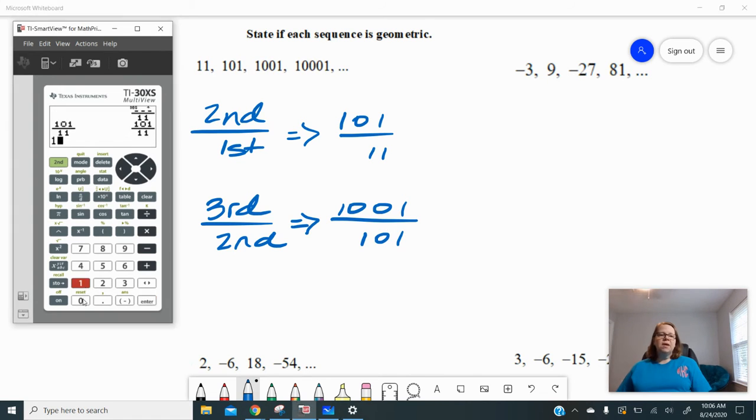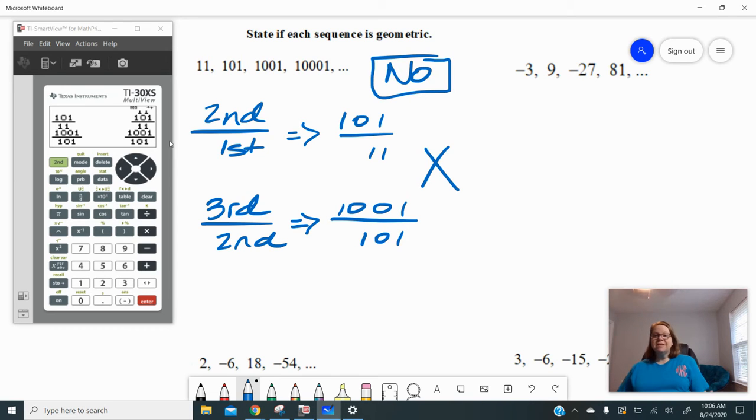And so now we're going to do the same thing we just did. It doesn't matter if we do it as divide or as a fraction. And now you're comparing. Look and see, is that the same thing? Neither one of these reduced, so they're exactly the way that you wrote them on your paper. And so you can see that those are not the same. If they're not the same, then no, this is not a geometric sequence.